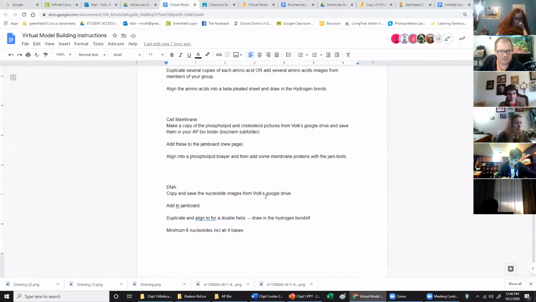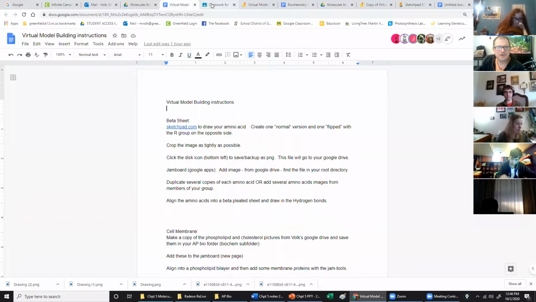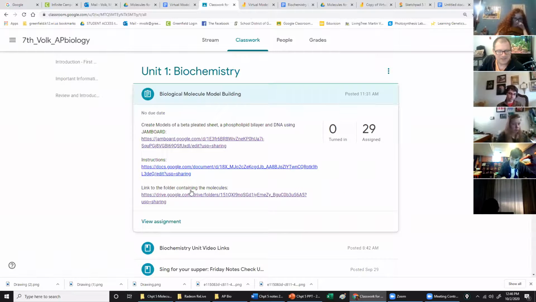If you go down here, no, not here. If you go to Google Classroom, it says link to the folder containing the molecules. I have pictures already. I wasn't going to show you that yet because I wanted you to draw them, but apparently we're going to have issues downloading. So that's something we're going to have to still work out.